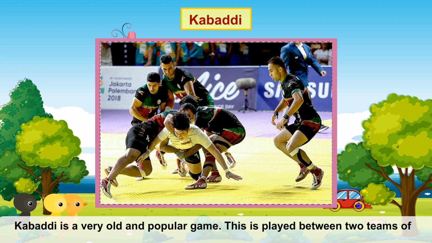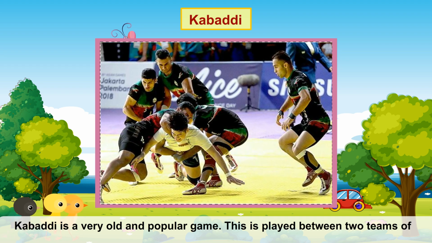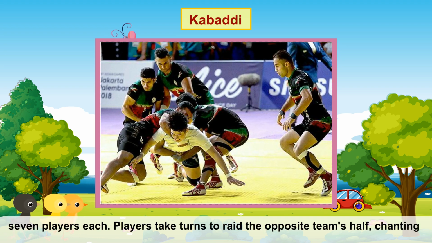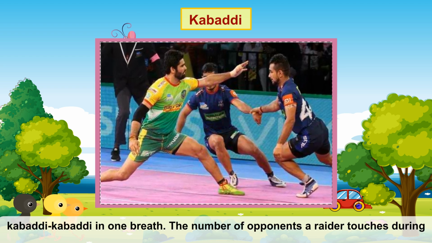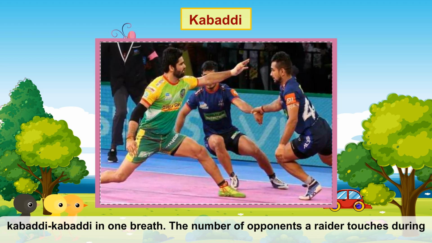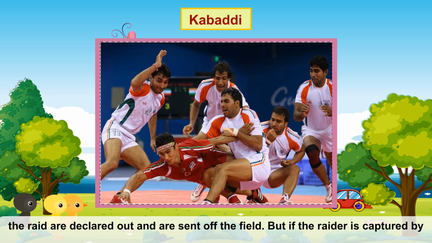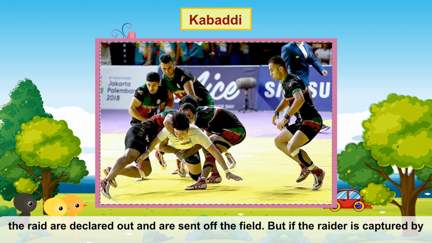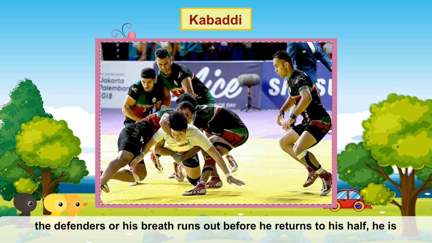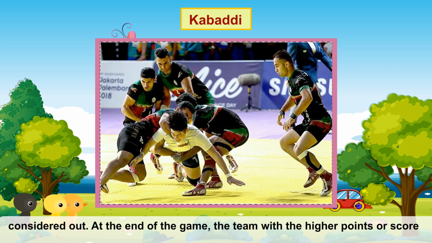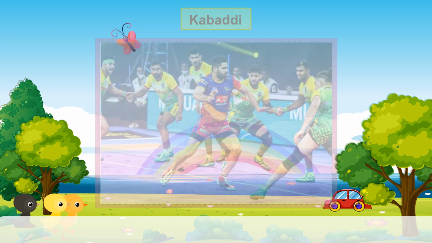Kabaddi. Kabaddi is a very old and popular game. This is played between 2 teams of 7 players each. Players take turns to raid the opposite team's half, chanting Kabaddi Kabaddi in one breath. The number of opponents a raider touches during the raid are declared out and are sent off the field. But if the raider is captured by the defenders or his breath runs out before he returns to his half, he is considered out. At the end of the game, the team with the higher points or score wins.